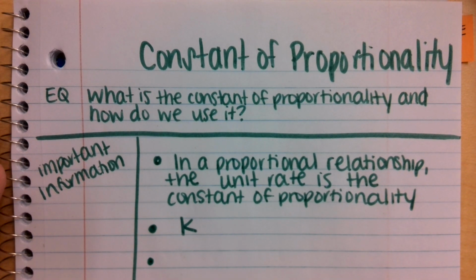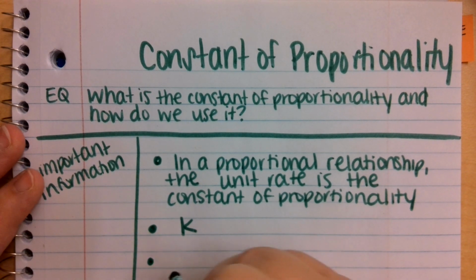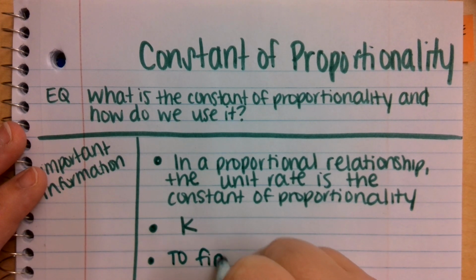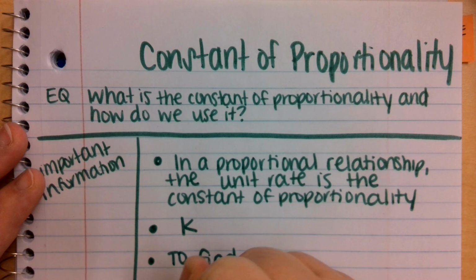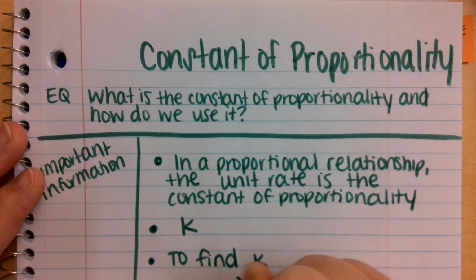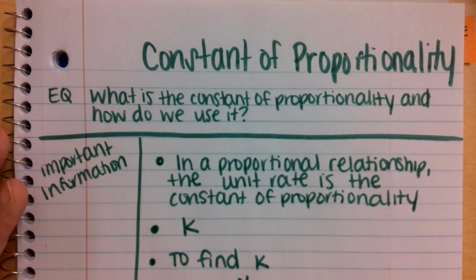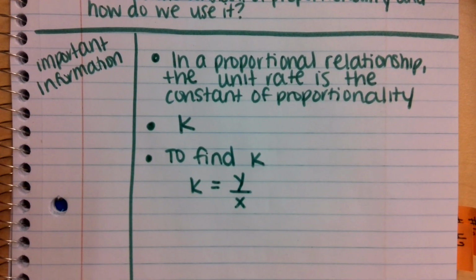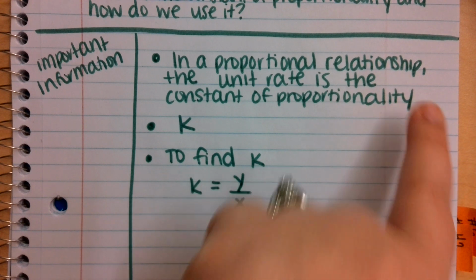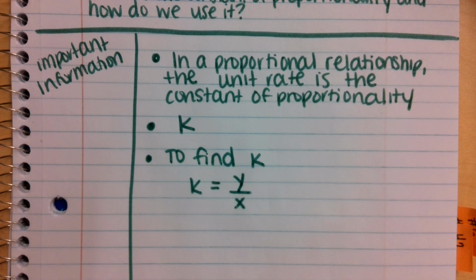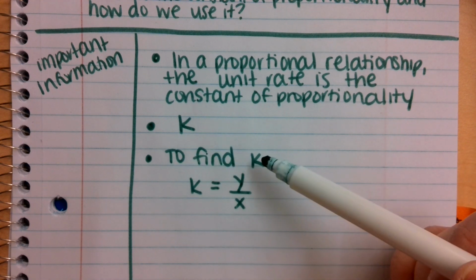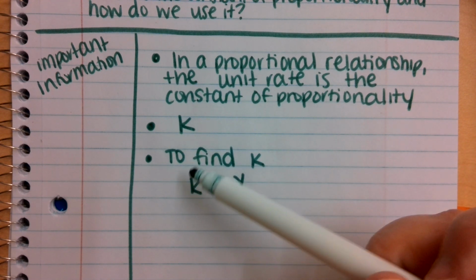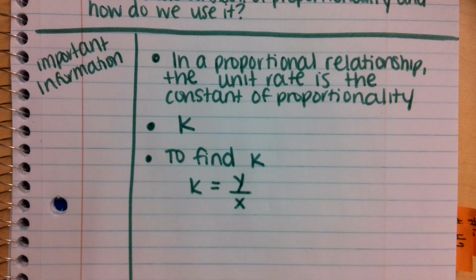To find the constant of proportionality, we need to do K equals Y divided by X. So instead of writing constant of proportionality a billion times because it's a long word, I'm going to start using K. To find the constant of proportionality, we do K equals Y divided by X.